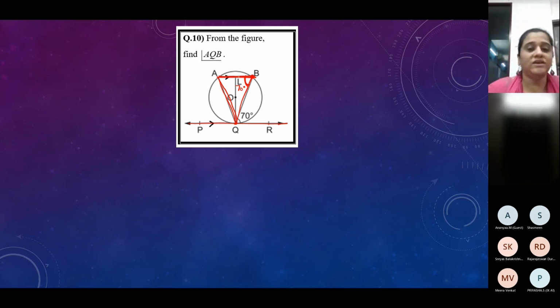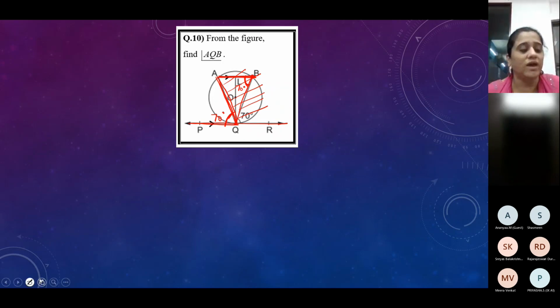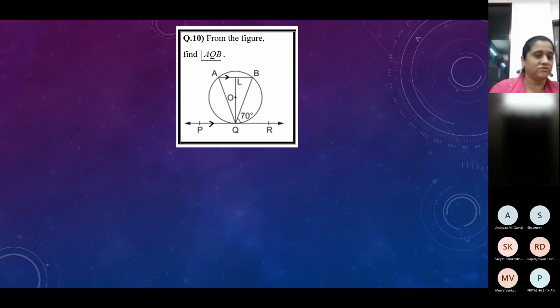Now, this is the major segment. Leave that. This side is the alternate segment. This is the chord, this is the tangent. So this angle is equal to 70 degrees by the alternate segment theorem. By the alternate segment theorem, these two angles are equal. This theorem was told to you in detail in the earlier session when we started circles.